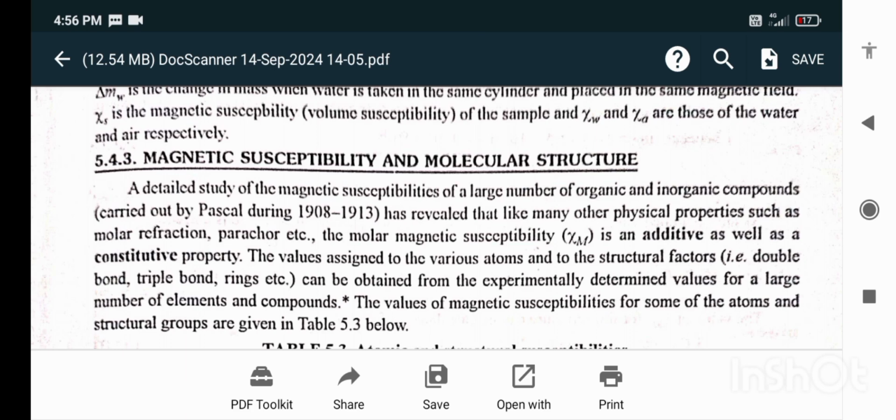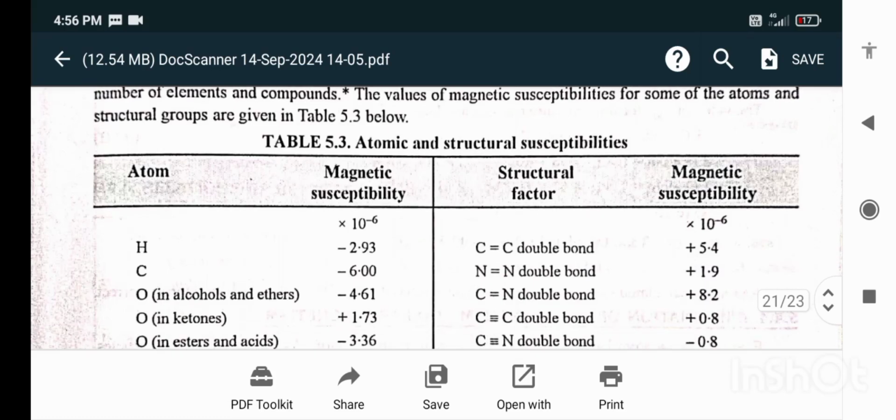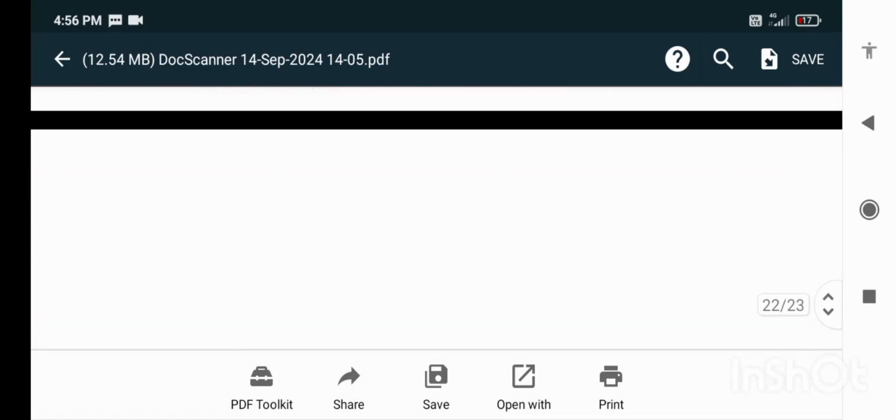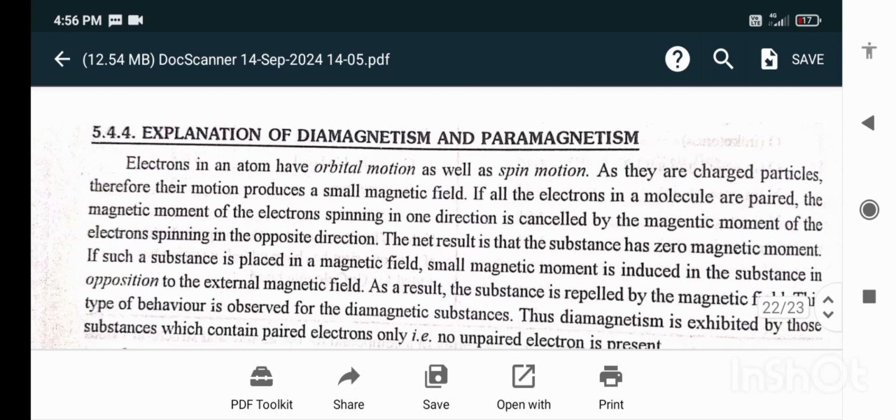These values assigned to the various atoms and to the structural factors, that is double, triple bonds, rings, can be obtained from the experimentally determined values for a large number of elements and compounds. The values of the magnetic susceptibility for some of the atoms and structural groups are given below.